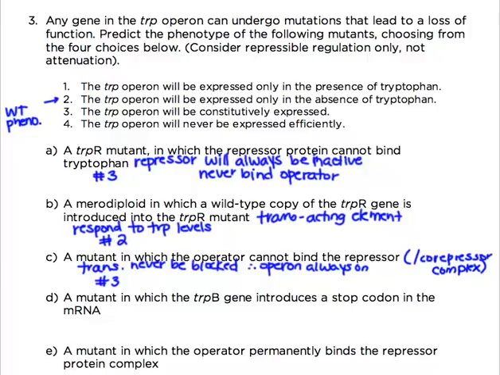Okay, part D. A mutant in which the TRPB gene introduces a stop codon in the mRNA. So remember that the TRP operon has 5 structural genes, A, B, C, D, and E. So it's saying that in the TRPB gene, it has a stop codon in the mRNA. Now, although in a polycistronic mRNA each gene has its own start and stop codons, it's saying that this one introduces a new stop codon. So basically, you'll get a non-functional product of the TRPB gene.